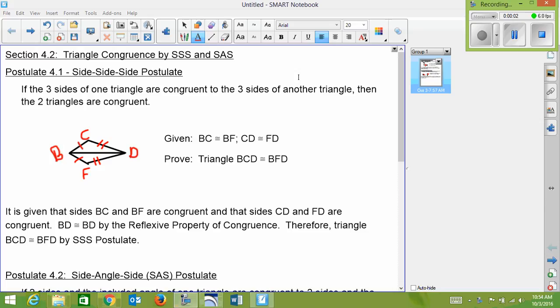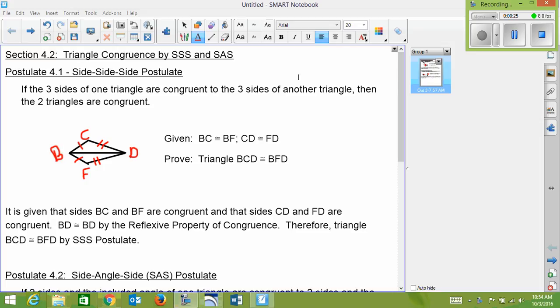Hello and welcome to video 4.2, which is on triangle congruence by the SSS and SAS postulates. Postulate 4.1 is the side-side-side postulate, the SSS. It says if three sides of one triangle are congruent to the three sides of another triangle, then the two triangles are congruent.